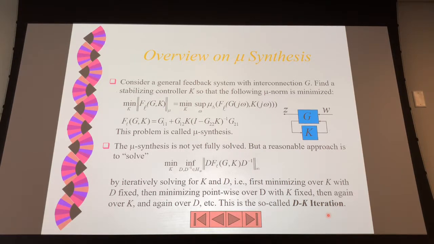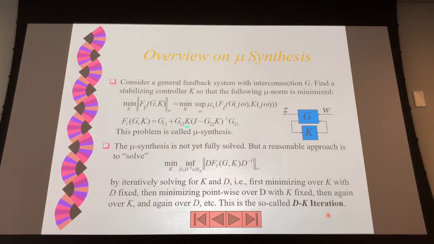We are basically living on a mu norm. A mu norm means I sweep my delta over all frequencies. So this is the lower linear fractional transformation matrix F_L of G comma K.